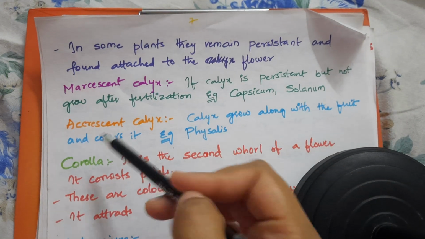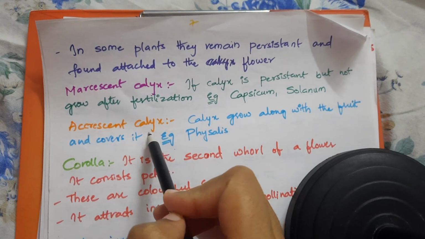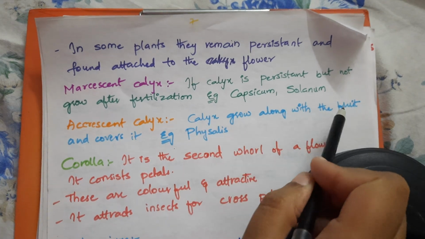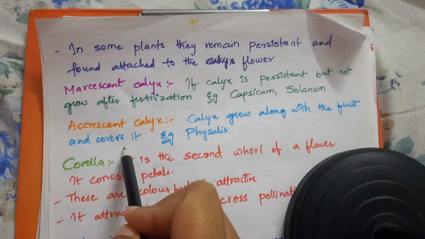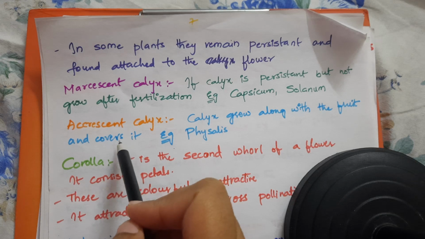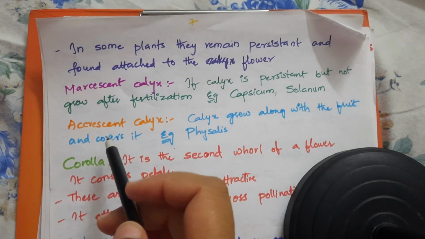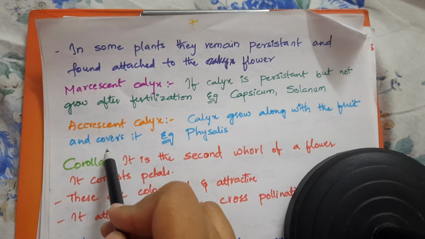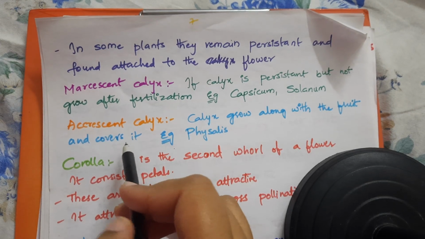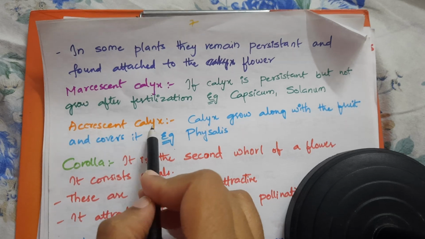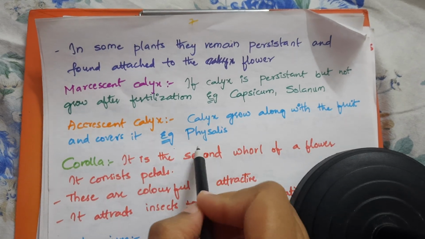Then the next one is the accrescent calyx. Here the calyx grows along with the fruit and covers it. The growth of the calyx continues even after formation of the fruit, and it covers the fruit and gives protection. This type of calyx we call accrescent calyx, which is seen in physalis.